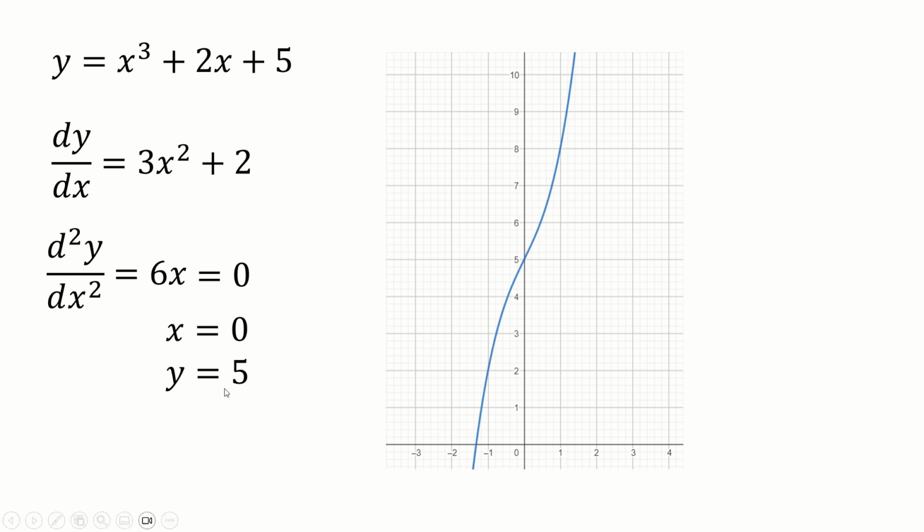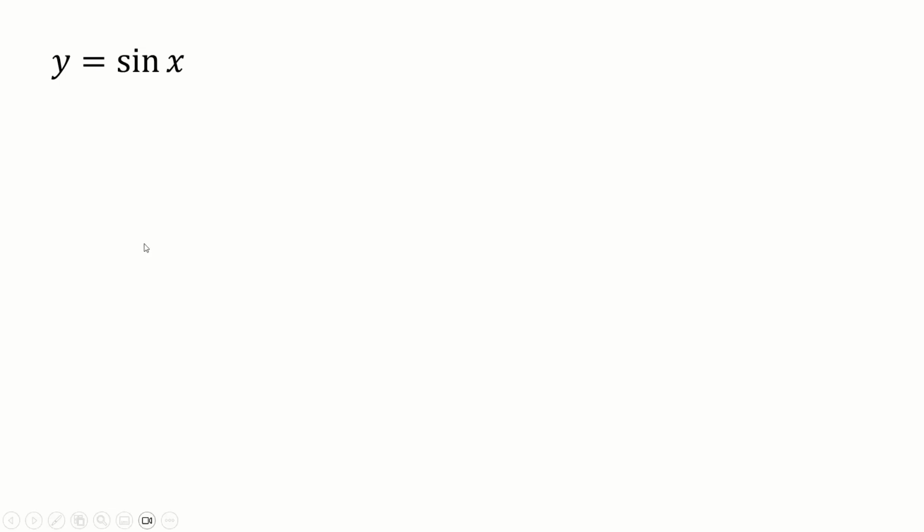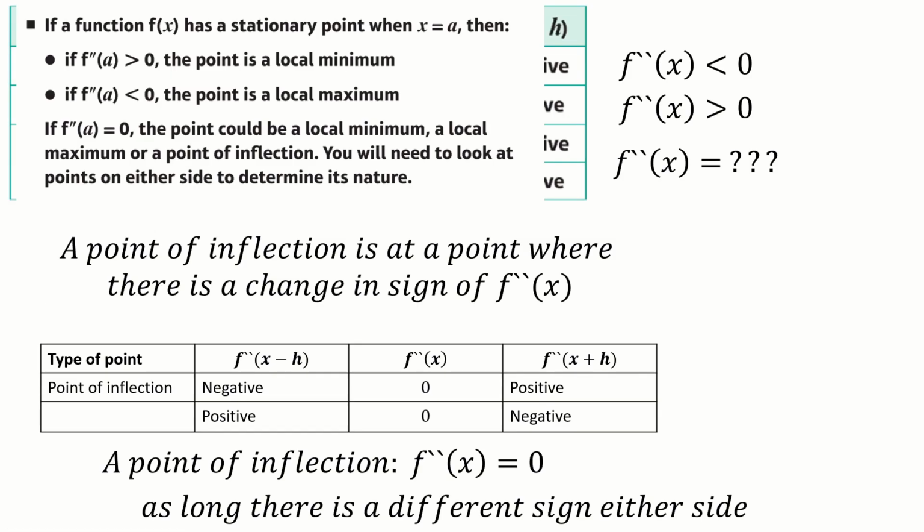I should probably have checked that dy/dx is positive and negative either side, which I didn't do because I couldn't be bothered. Sorry, that d²y/dx² is positive and negative either side. Sorry, going back to this table. Just check that if f'' is 0, it goes negative to positive or positive to negative either side.